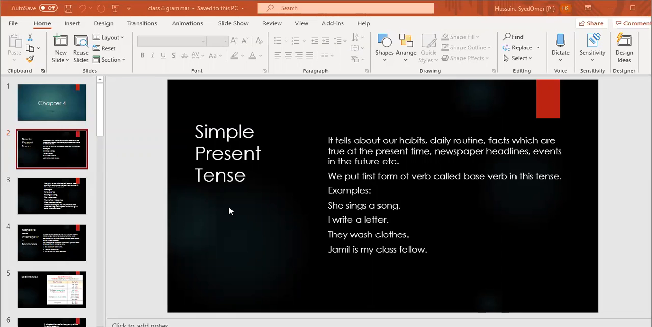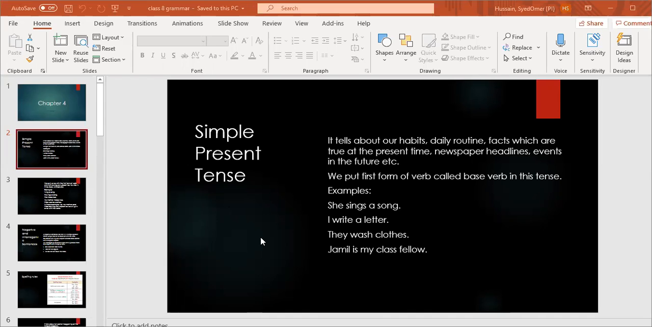First of all, simple present tense. I've told you simple present tense. Please keep your books with you, your pencils with you, your rough copies with you, okay? Now, simple present tense tells about our habits. Some of the students didn't attend that class before, so please be careful in that, okay? Listen to me carefully because it's very important.